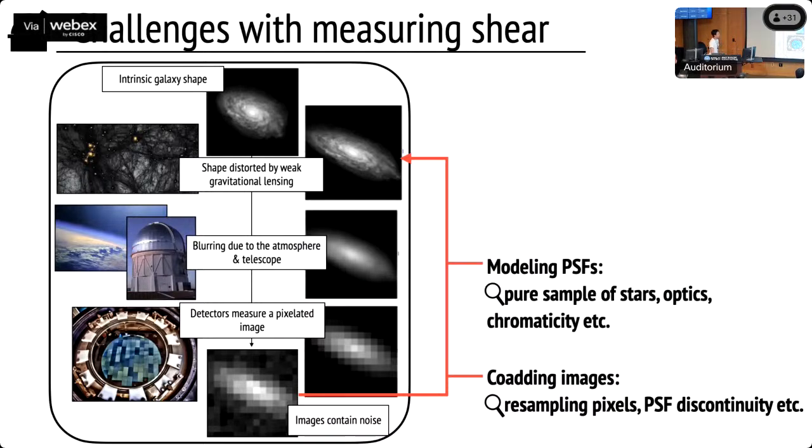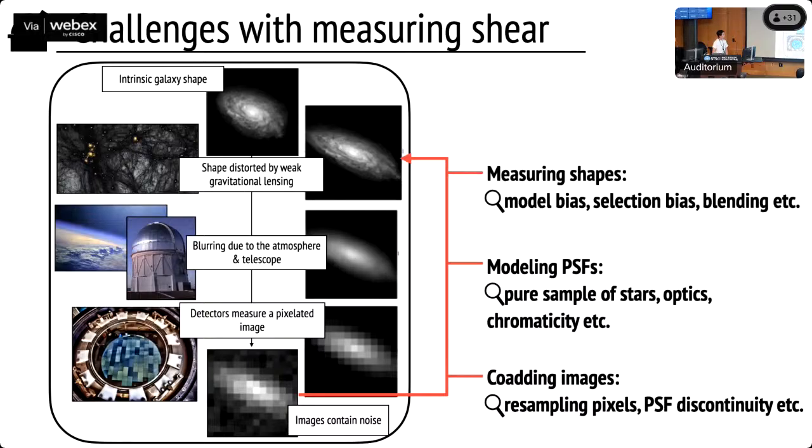Another step includes modeling of the PSF, where there are challenges like you need to have a pure input sample to model the PSF. You need to model optics, you need to model atmosphere, and including the chromaticity in the PSF is also very important.